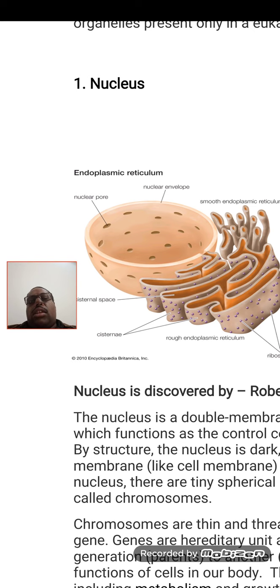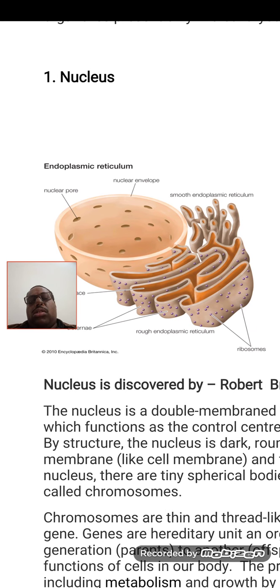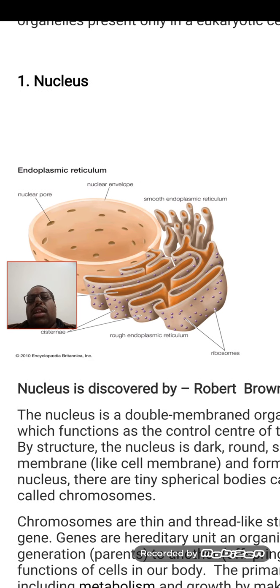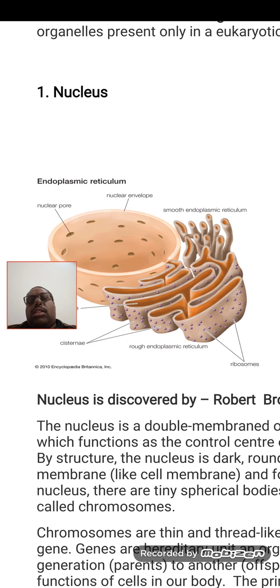The next structure, which is very much attached to the nucleus, is known as the endoplasmic reticulum. You can see this twisting and turning structure, known as the endoplasmic reticulum. Endo means inside, plasmic refers to the plasma, and reticulum means it is found in a network-like structure. That is why it is called endoplasmic reticulum.